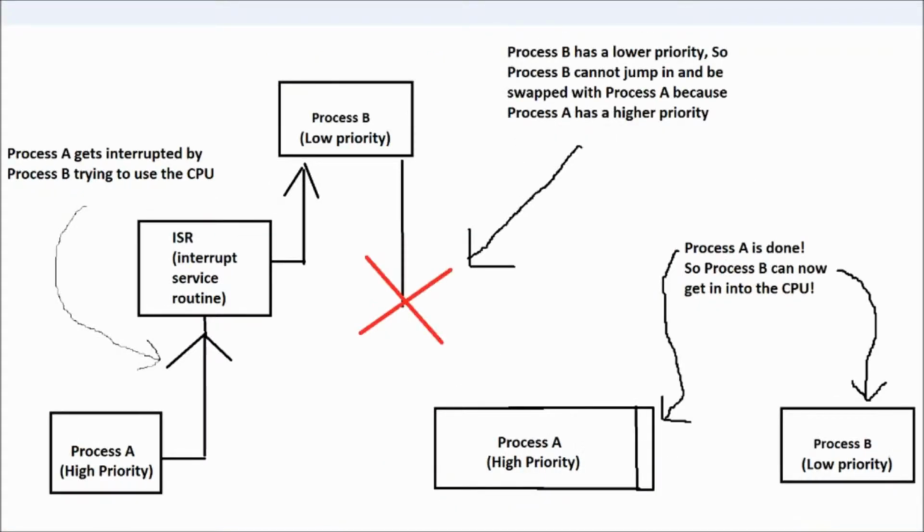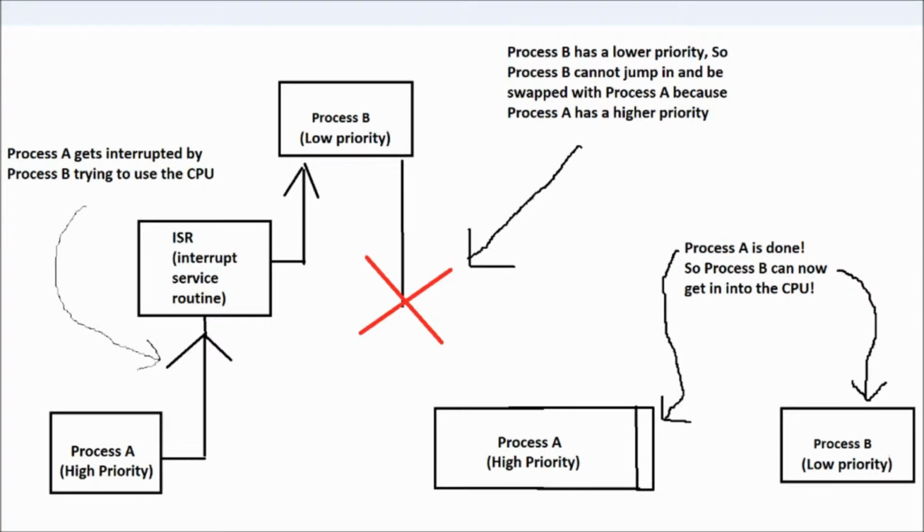Now we are going to be looking at another diagram. We are still in a preemptive kernel, and we're going to switch things around. Let's say process A, which you can see right here, has a high priority, and then again process A gets interrupted by process B trying to use the CPU.